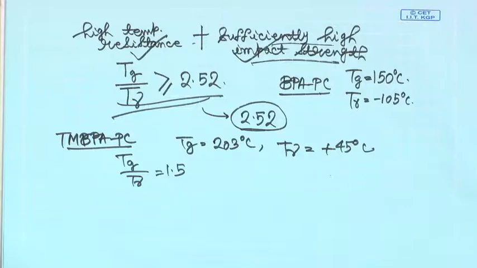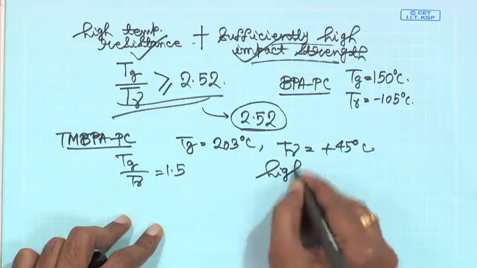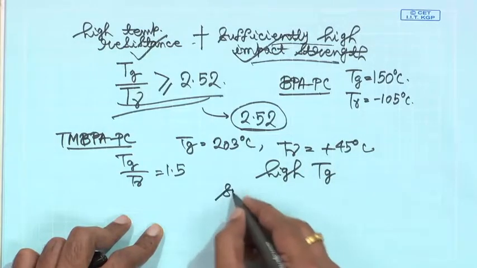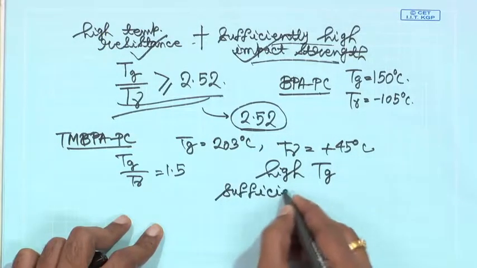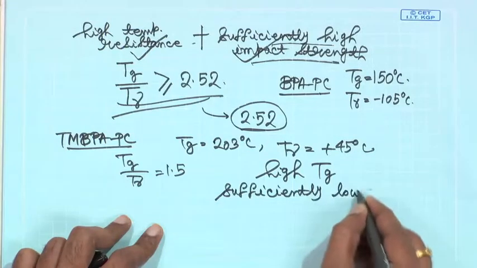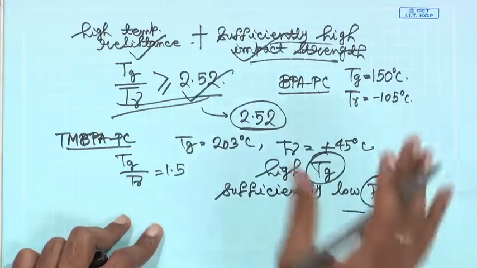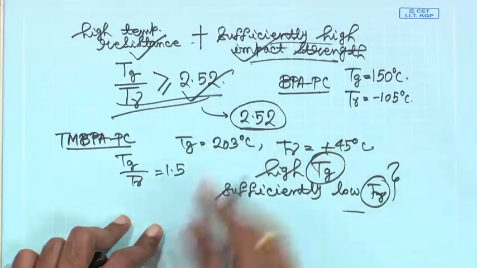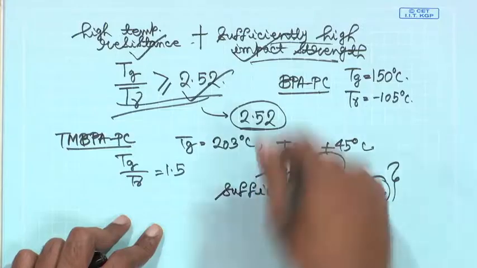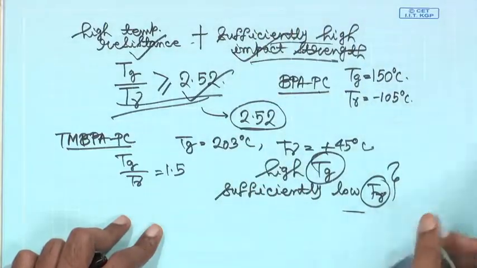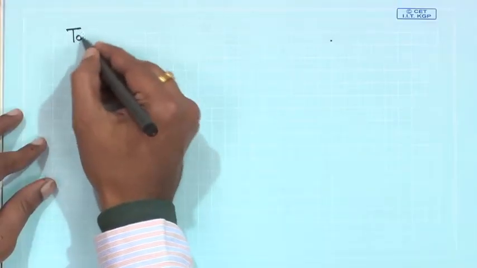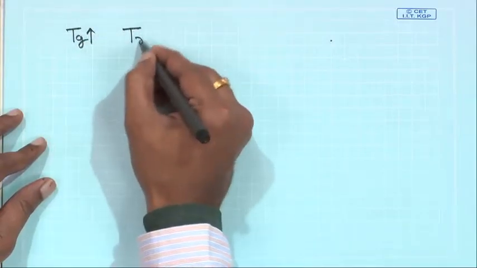So, a technologically valuable polycarbonate with high Tg should have sufficiently low T gamma, so that this ratio is higher than 2.52, then you will have a technologically important polycarbonate which has a substantially higher or enhanced property with respect to your BPA polycarbonate. All right. So, what can we do then? We want to increase the Tg, we do not want to increase the T gamma.